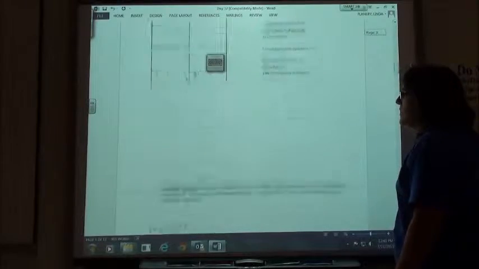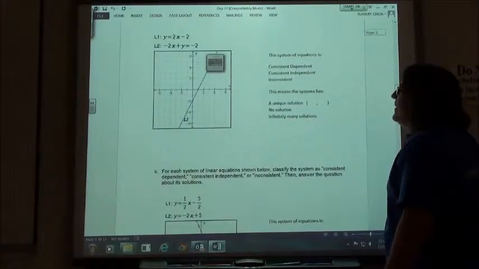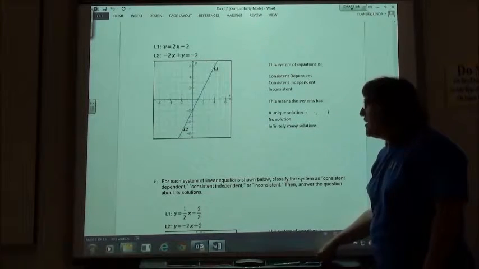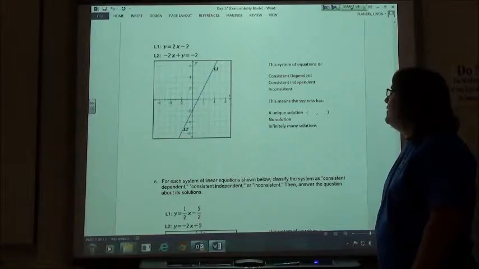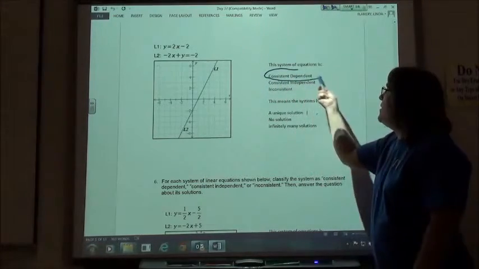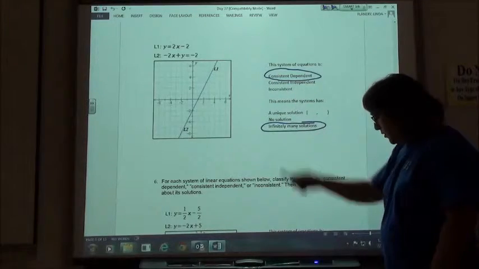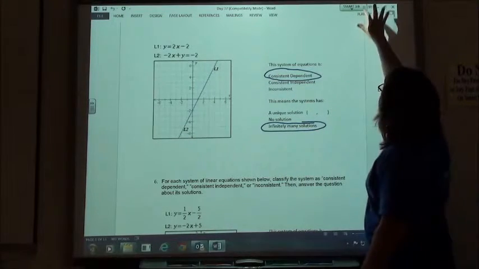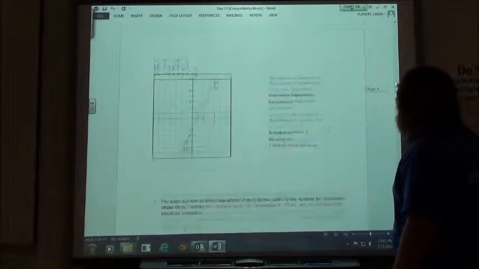If my board would just stay where it's supposed to be. So the third one on number 5, one line right on top of the other line would be consistent dependent and have infinitely many solutions because every point on line 1 works on line 2. And hey, it didn't move all the way on me.